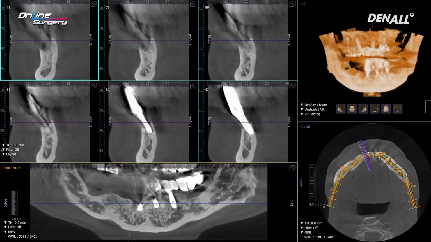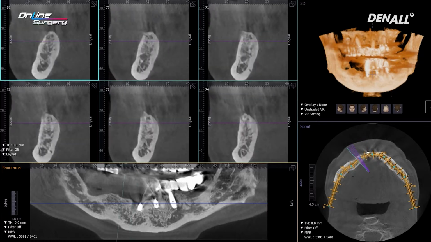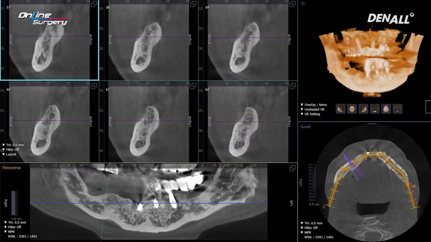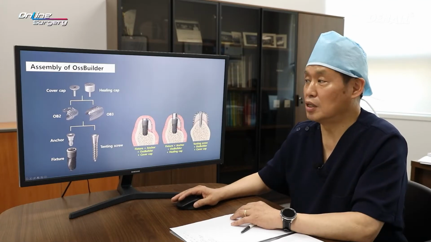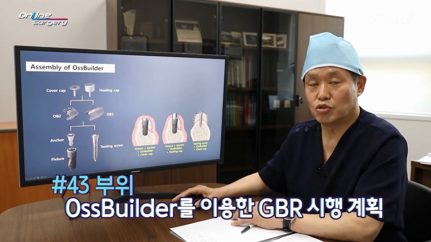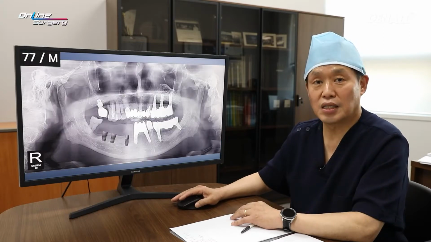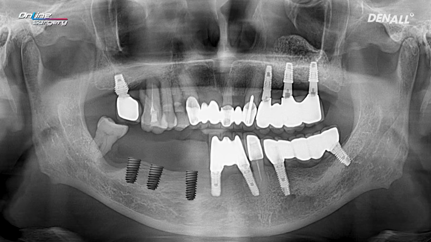If you look over here, in number 3, a lot of alveolar bone is missing and GBR is anticipated to be necessary. And in number 6 and number 7, there was a rather good amount of alveolar bone. On the canine, I'm going to use the OssBuilder for GBR. That was the plan. In my opinion, in the lower anterior, the state of the implant is not very good, so later I would have to remove it and do implantation.